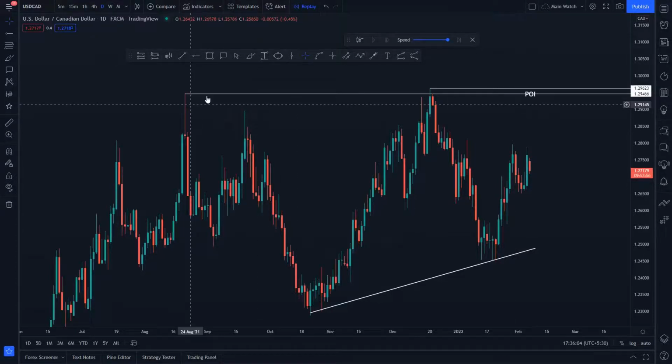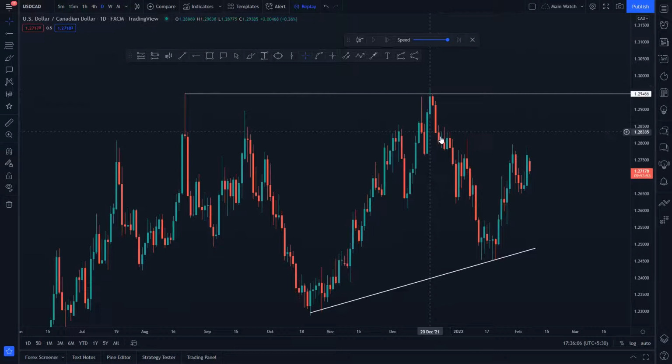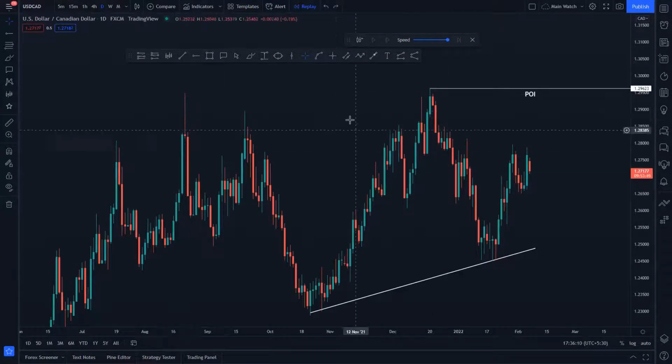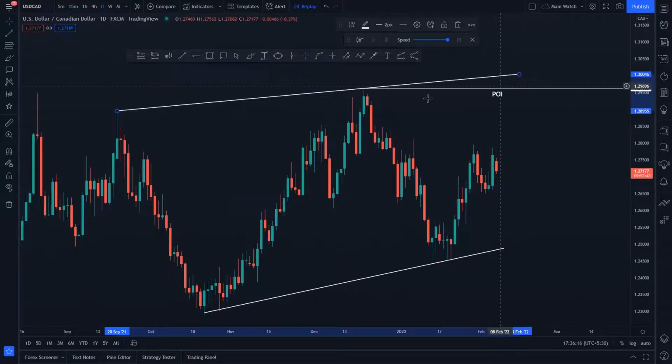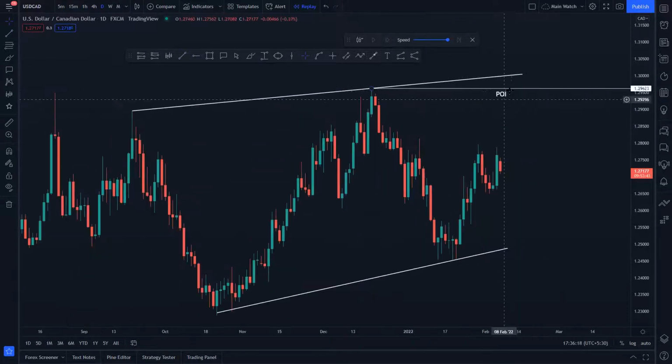If you look at this as the previous pattern, this is the first structure. If you do not look at this and you look at the current pattern, this is the current pattern. If you look at this, how this is working, this is the third structure. So this is the first POI for me.